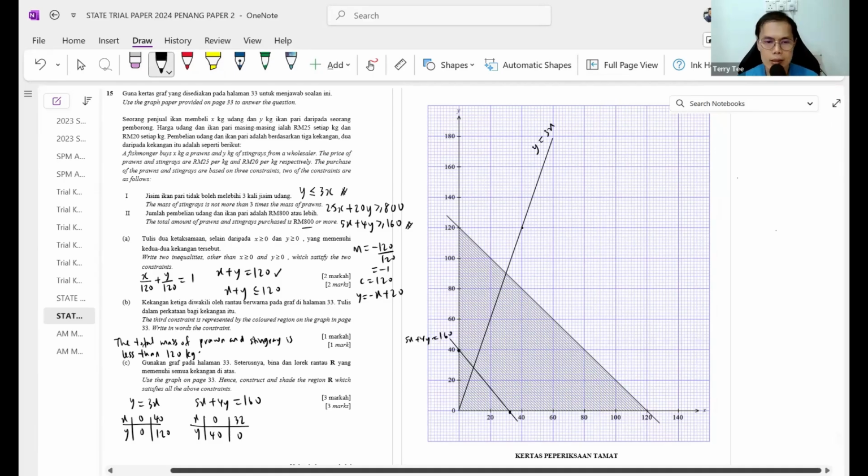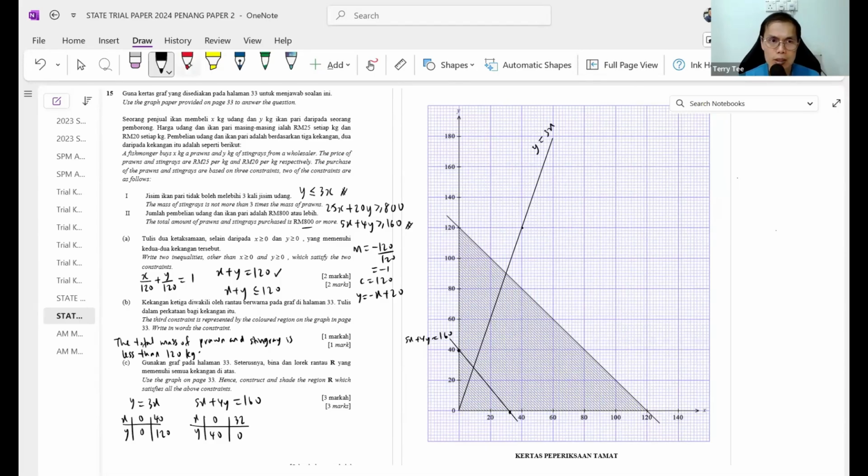Now we need to shade the region. For the shading, we need to use a different color, otherwise it looks the same, because they shaded this part already. So maybe I use red. Number one, your y must be less than, meaning it must be below here. Number two, we already know this is below this straight line, x plus y less than or equal to 120. The third inequality, it must be greater than 160, so it must be above here. So the region of feasible solution should be here. I'm just going to label it with the symbol R.